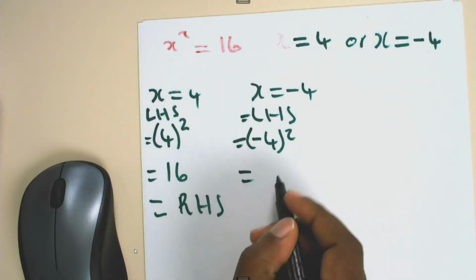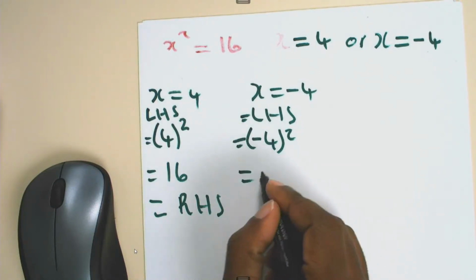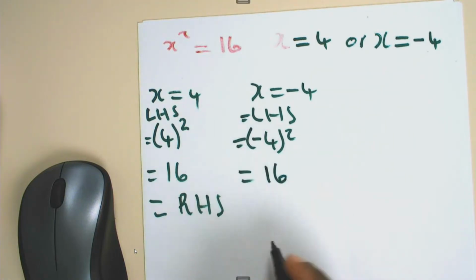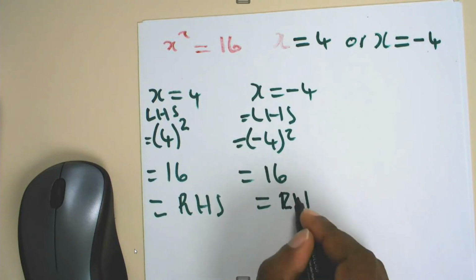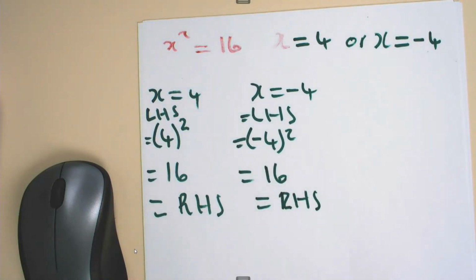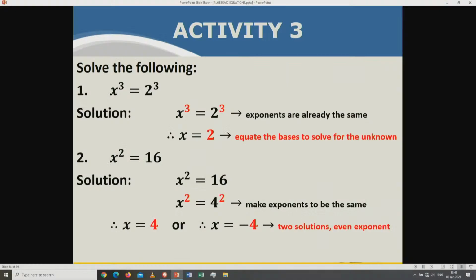Then -4 squared will give us positive 16, which is the same as the right hand side. So that is why I'm saying for the even exponents, we must be careful. The answer, we are going to have two solutions that differ with only signs. The one will be positive and the other one will be negative. Right, now let's continue.